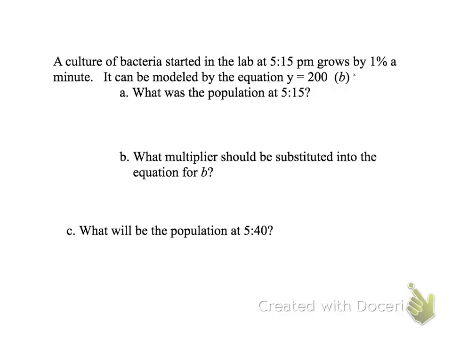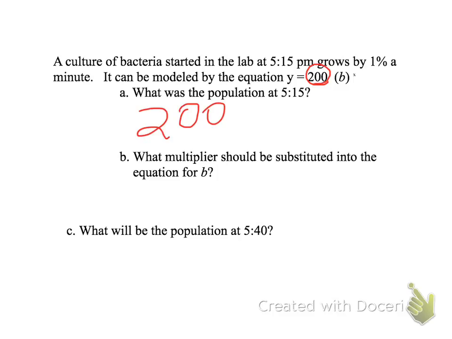Our starting value is always evident when we use our equation. It is the A value, which is the very first value right here. So that is our A value. That is our initial value, or our zero term, if we're talking about a sequence. And so just by looking at the equation, we know our initial population to be 200.